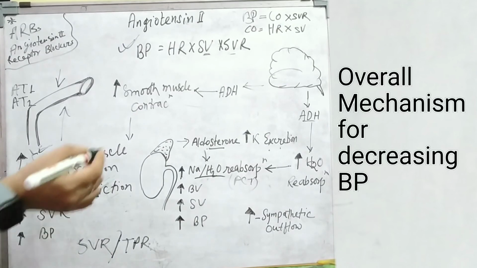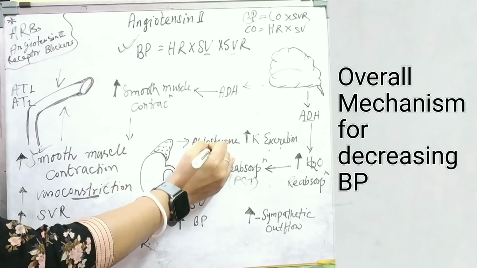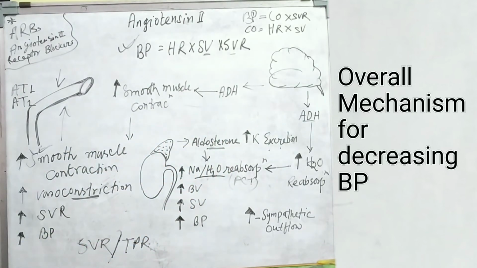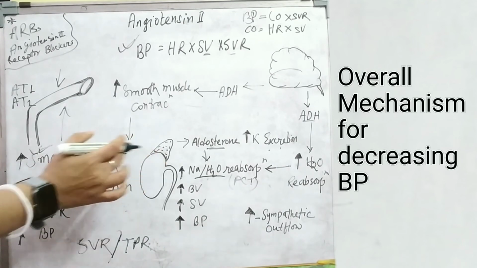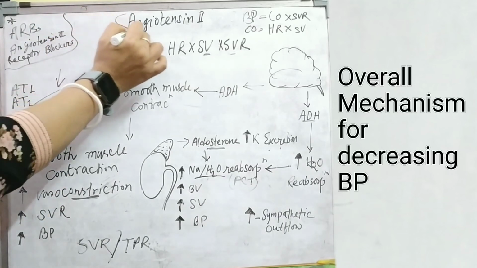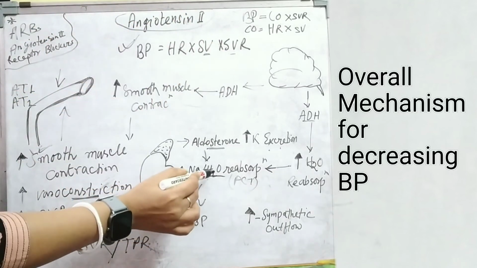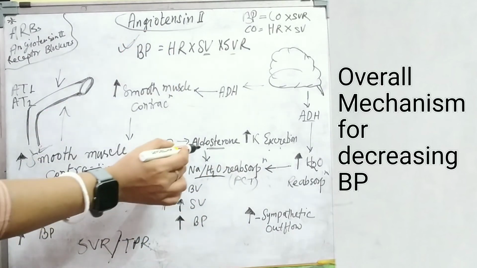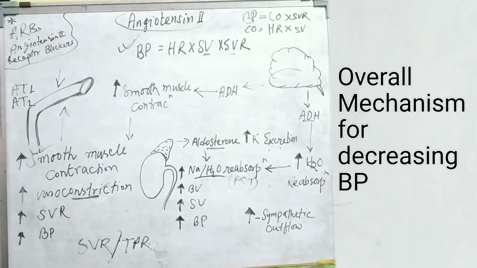Next, the aldosterone release. Aldosterone is released from the adrenal cortex. Angiotensin 2 stimulates the release of aldosterone from the adrenal cortex. So number one is the smooth muscle contraction, the action of angiotensin 2. Number two is the sodium and water reabsorption by angiotensin 2. Next, the aldosterone release by angiotensin 2.